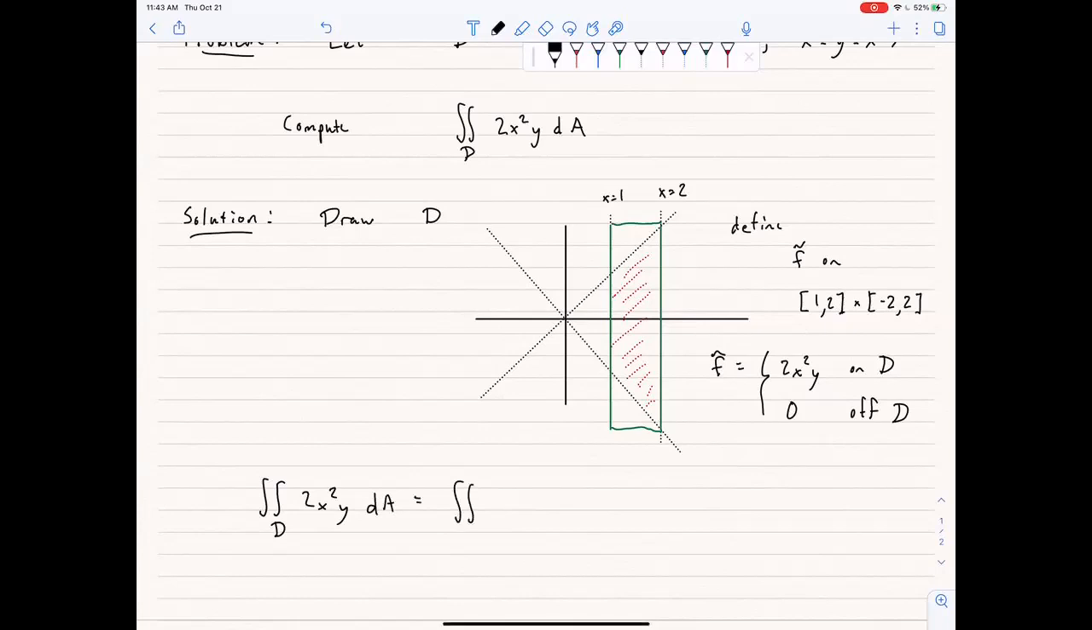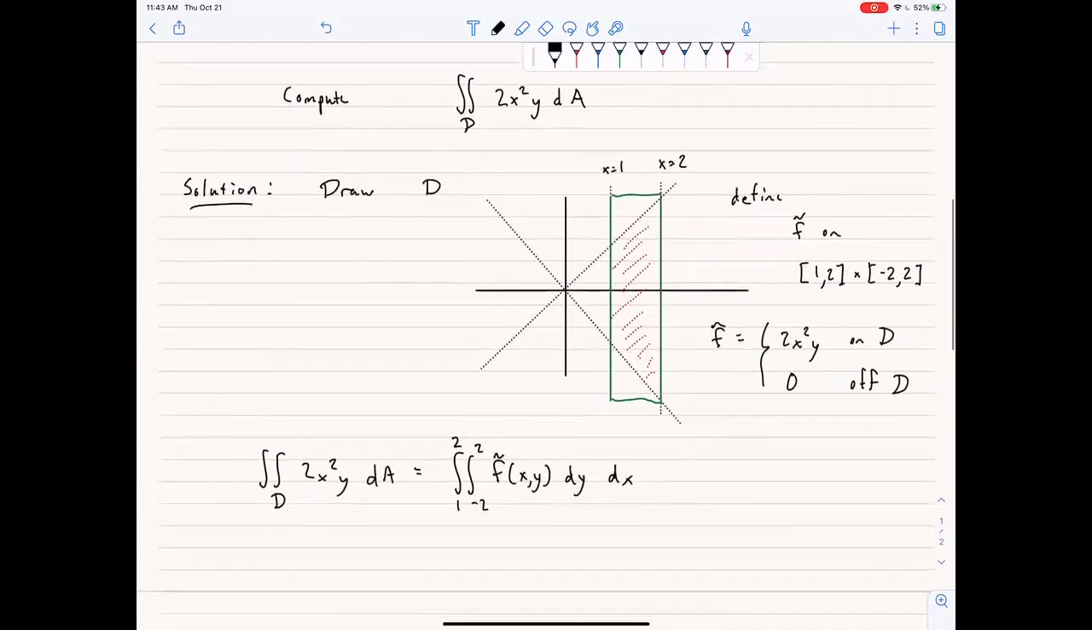And here we have to make a choice. And I'm going to choose to integrate with respect to y first. So I'm going to go f tilde of x y dy dx. My endpoints, since I've chosen to do y first, are going to go from -2 to 2, and then 1 to 2.